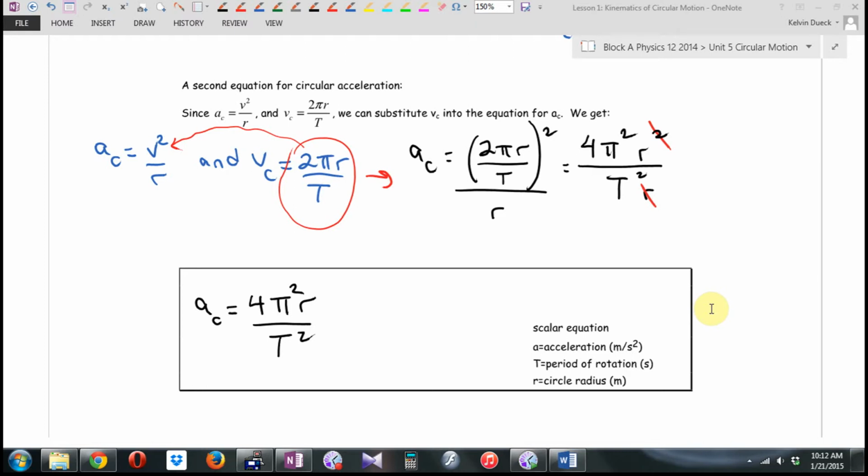Those are the big two new equations for this unit, the two ways to describe circular acceleration. If I know the acceleration, I can also then find circular force, which we're going to spend a lot of time talking about. You don't need to write it down yet. We're going to go on a big song and dance.